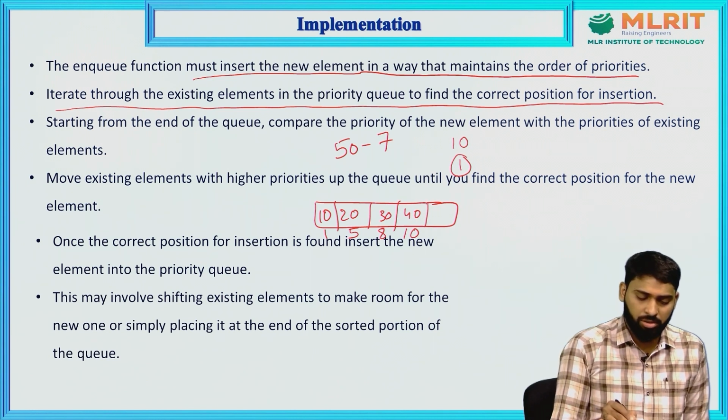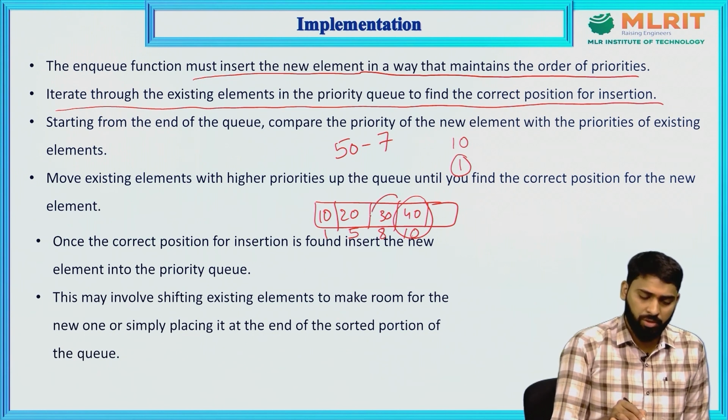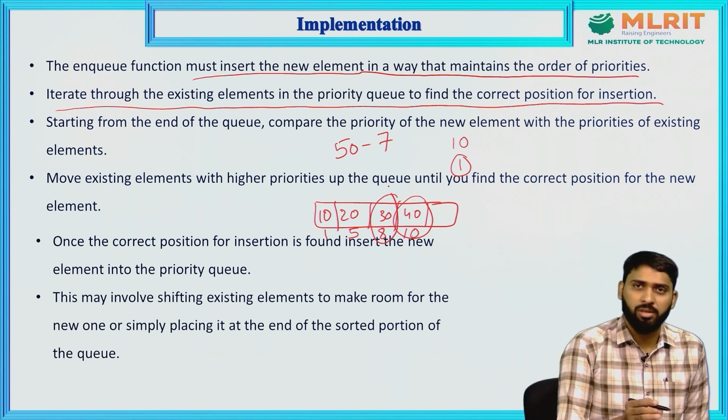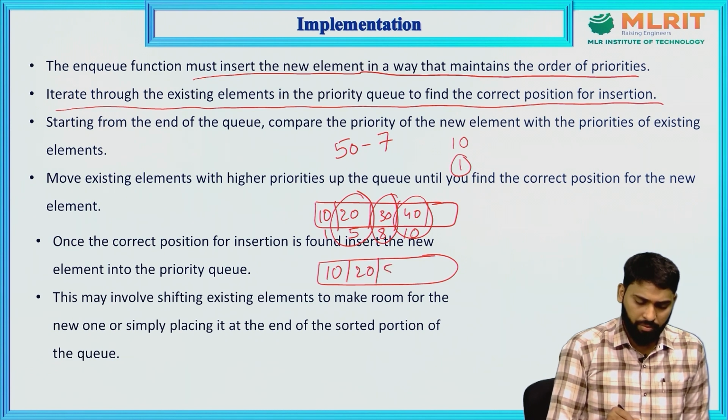Now we are going to start from the last element and compare the priority 10 with the 7. Now 7 has the highest priority, so we move to 30. Previous one, now 8 compared with the 7. Now 7 has the highest priority. Here 20 has priority 5, so 5 is compared with the 7. 5 has the highest priority. So here we are going to insert the data as 10, 20, 50, 30 and 40.